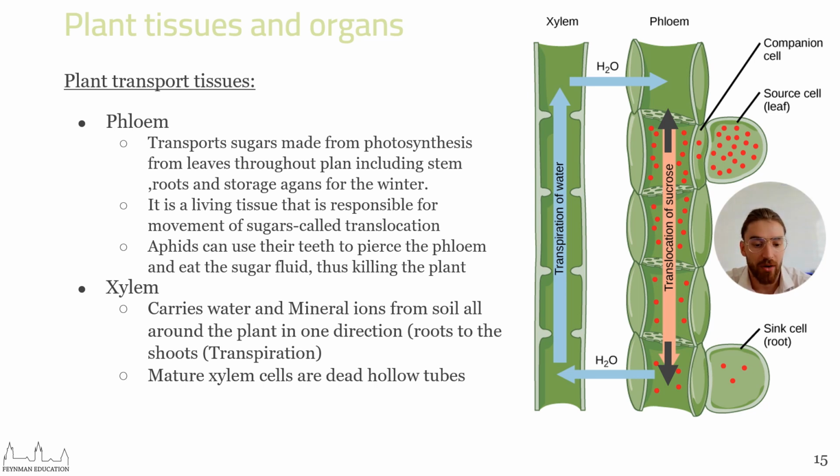Now, aphids are little insects that have adapted to drilling into these phloem tubes and drinking the sap from the plant, thus killing it. So aphids can be a big issue for plants. Now, xylem carries water. They are dead when they are matured, so they are hollow. It doesn't mention here as well, but they contain lignin, because that water is going to be at a much higher pressure than the phloem sap.